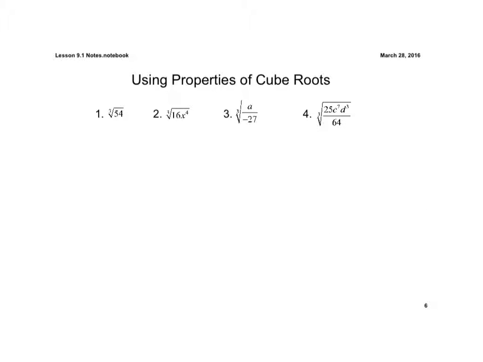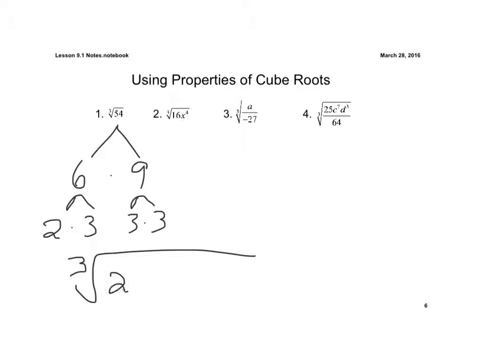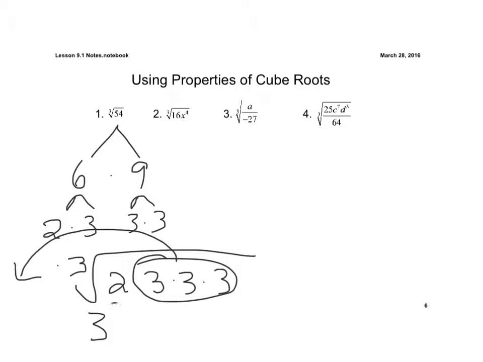All right, and the last thing we're going to do is just do this with cube roots. The only difference with cube roots than square roots is that instead of looking for pairs, we're going to look for triples. So we're still going to do the factor tree. So 54 is 6 times 9, 6 is 2 times 3, and 9 is 3 times 3. So I have the cube root of 2 times 3 times 3 times 3. Again, because it's the cube root, I'm looking for triples. So one number comes on the outside, a 3 with the cube root of 2 left underneath.